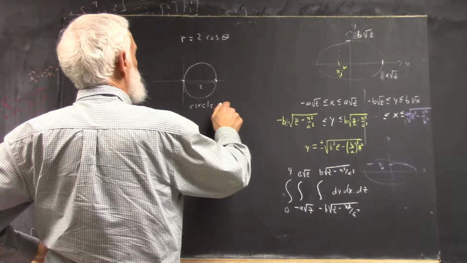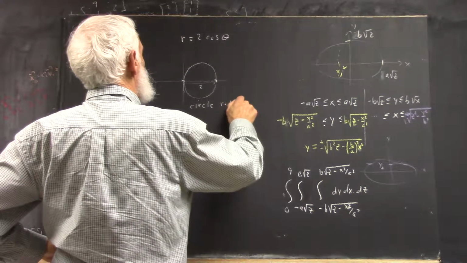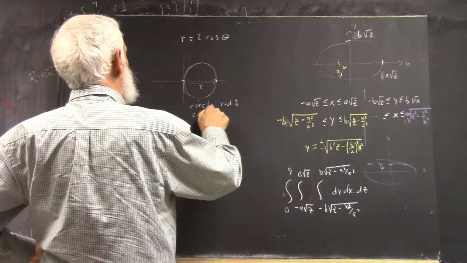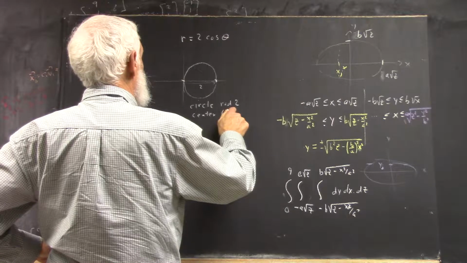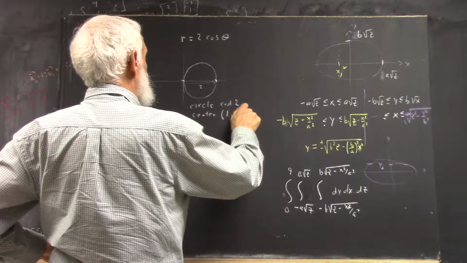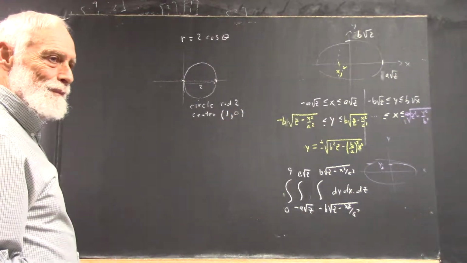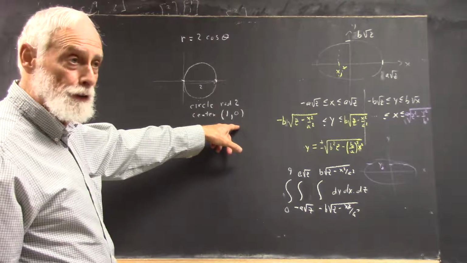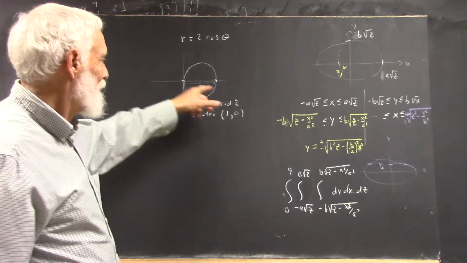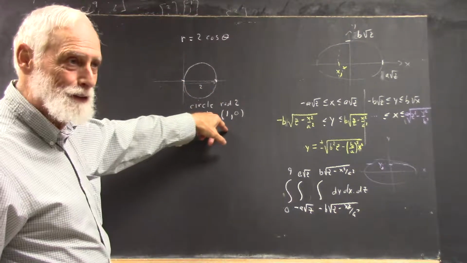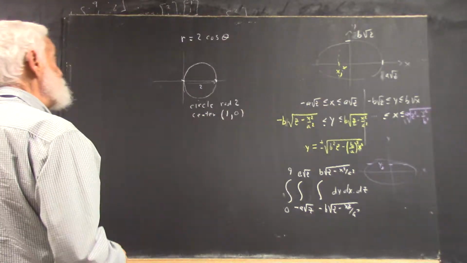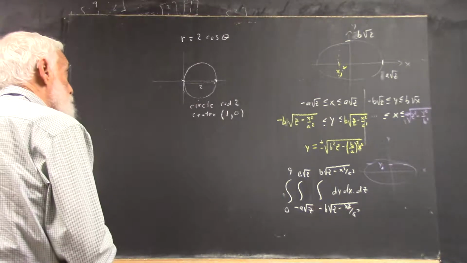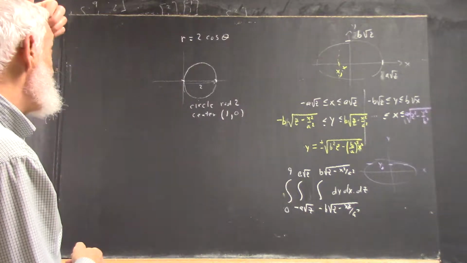This is a circle of radius 1, center at the polar coordinates 1, 0. R equals 1, theta equals 0, right? Of course, that's the same as the rectangular coordinates in this case. Okay? So it's easily proven.